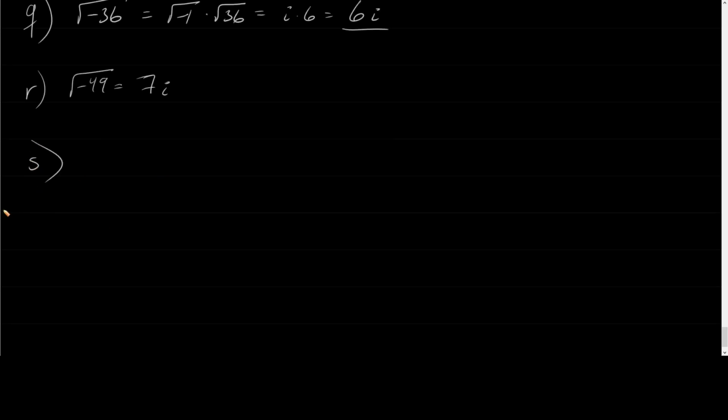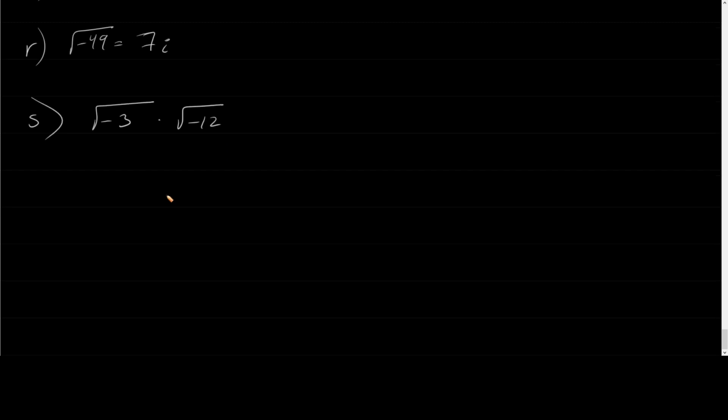Let's say that I had a product of something like this. So let's say I had the square root of negative 3 times the square root of negative 12. Now, in here, first I'm going to do it the wrong way. This is what I don't want you to do, but it's very simple to make this mistake. So this is the wrong thing.